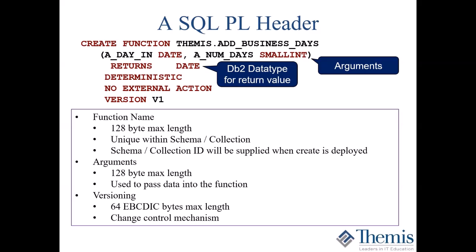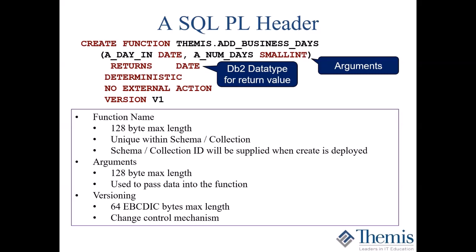DB2 does allow for overloading of these functions. In other words, if you're an object-oriented person, that probably happens a lot where you have the same function with the same name with different lists of arguments, and DB2 will invoke the one that has the signature that matches what you called. This thing returns a date. So you send me in a date and a small integer, and I give you back a date.